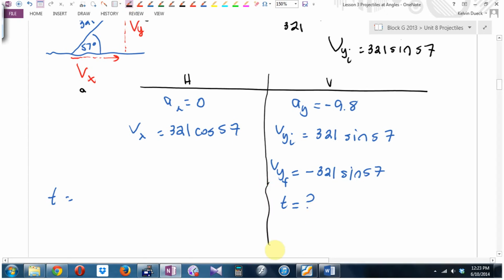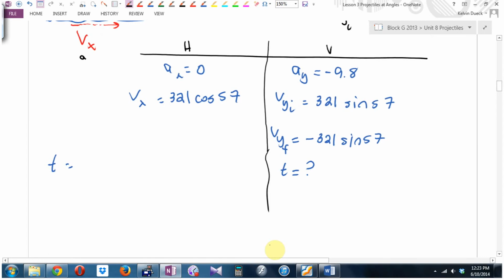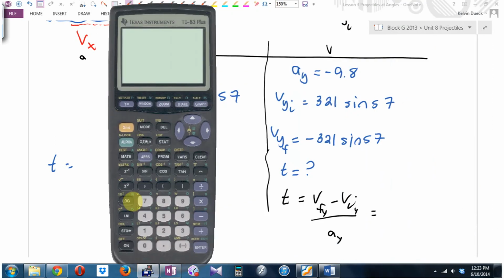Looking for an equation that has VI, VF, A, and T in it. T equals VF minus VI over A. Just make sure I'm putting verticals in all of these.